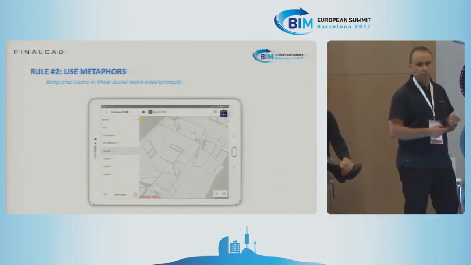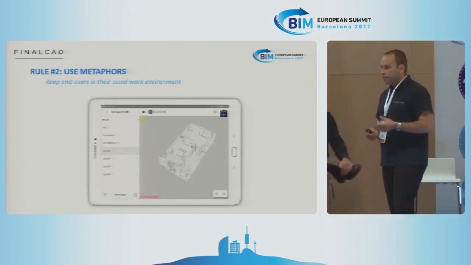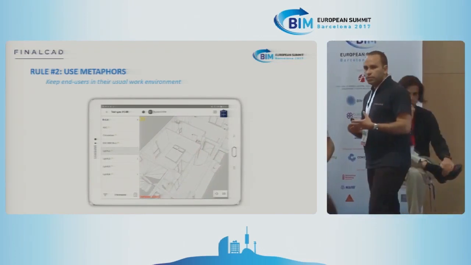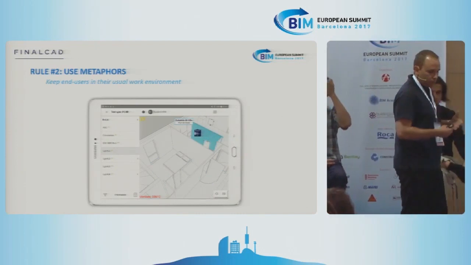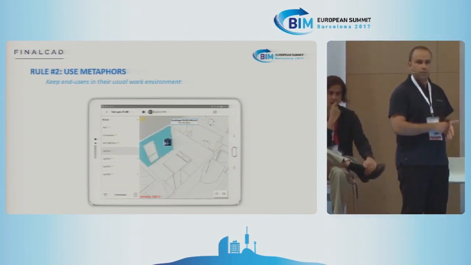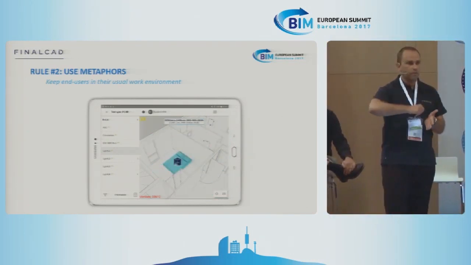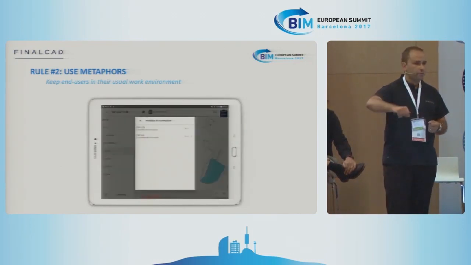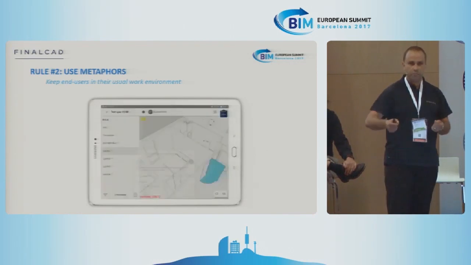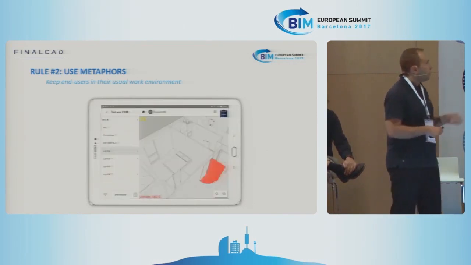Rule number two is to use metaphors. If we look at the way people are using paper blueprints today, a common way to follow the progress is to use those Stabilo Boss pens: red when it's not compliant, green when it's done, or yellow when it's in progress. We did the same thing on a BIM model.